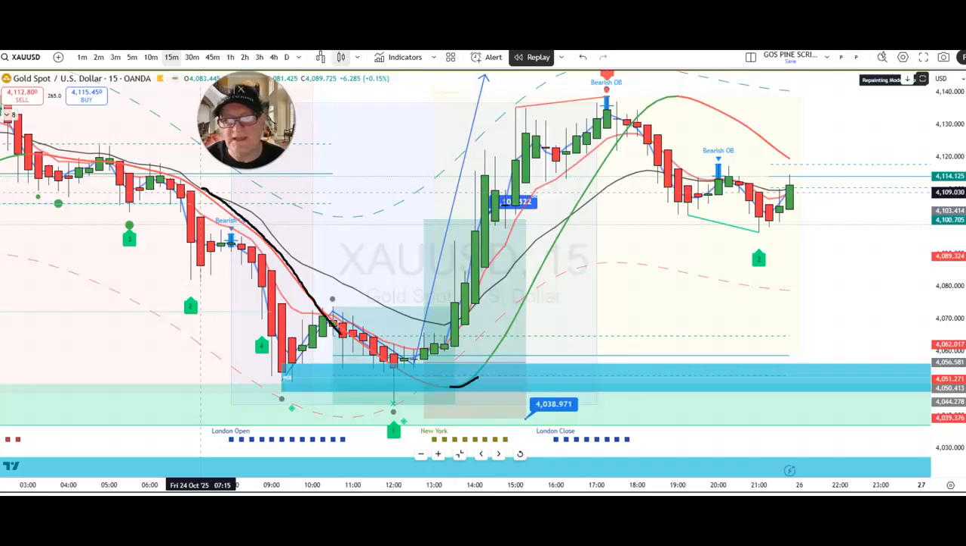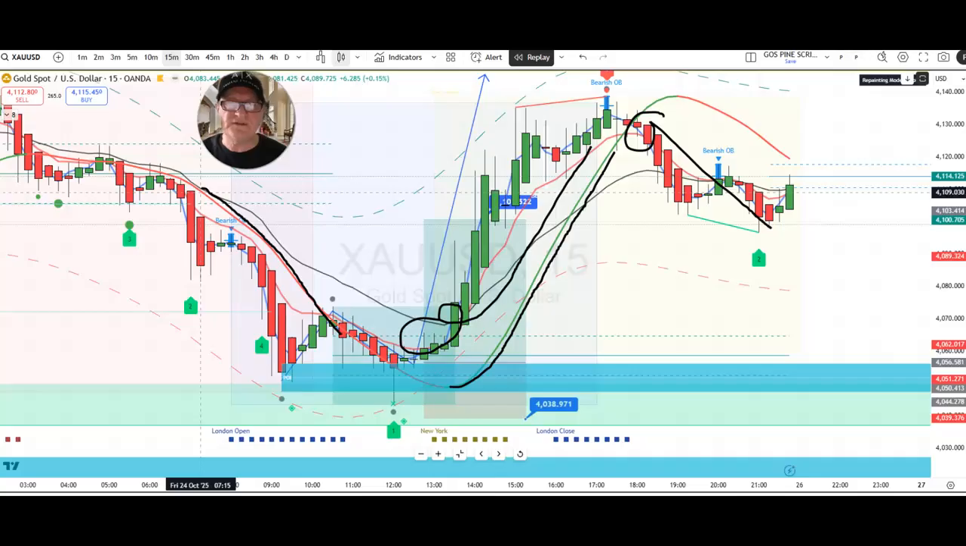This green line here is the 50 moving average on a 15 minute chart. So whenever the price moves above the 50, the bias is long, and whenever it moves below the 50, the bias is short. Okay, so we have to accept that the bias is short at the moment.